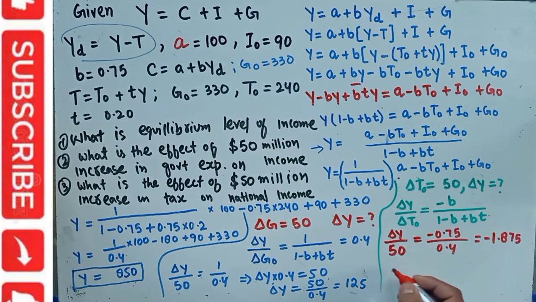we will get it equal to minus 1.875, which implies the change in income will be equal to minus 1.875 into 50. When we solve this, it comes out to be minus 93.75. When taxes are increased by $50 million, national income will decrease by 93.75 million dollars, by that very amount.